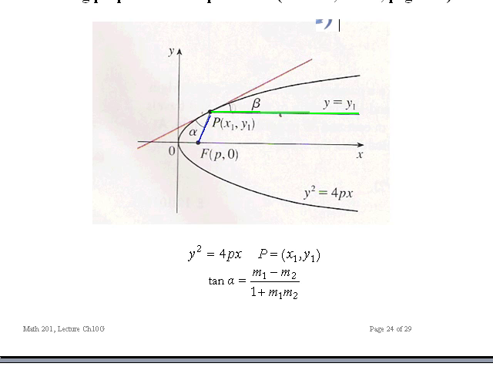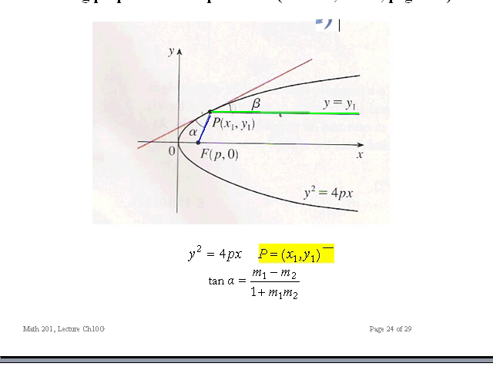So the green line is parallel to the x-axis. And we're going to show that this holds by looking at some arbitrary point P, which we'll say has coordinates x1, y1. And we look at the line from the focus up to the point, and then we look at this line that is parallel to the x-axis.